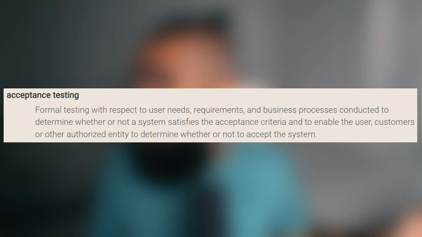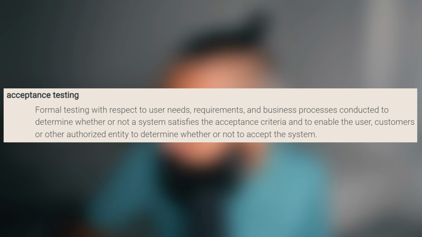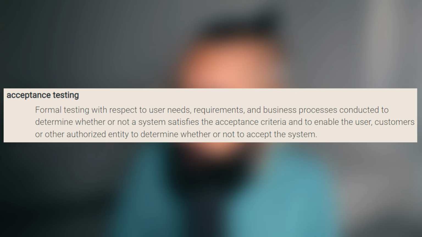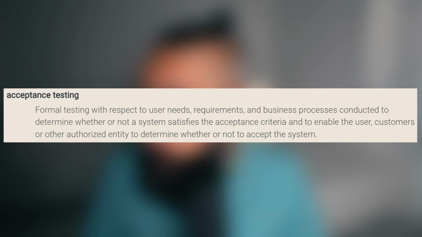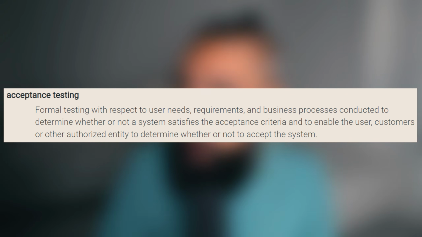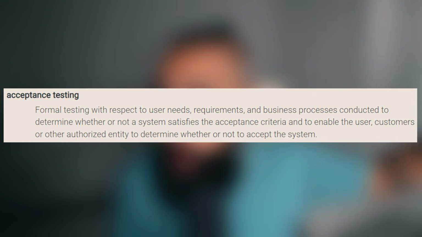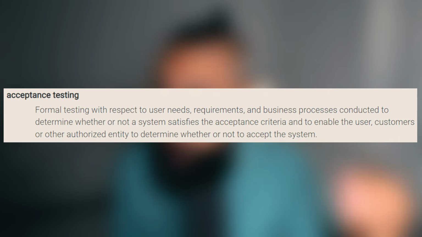According to the leading international testing organization, user acceptance testing, UAT, is formal testing with respect to user needs, requirements, and business processes conducted to determine whether or not a system satisfies the acceptance criteria and to enable the user, customers, or other authorized entity to determine whether or not to accept the system.